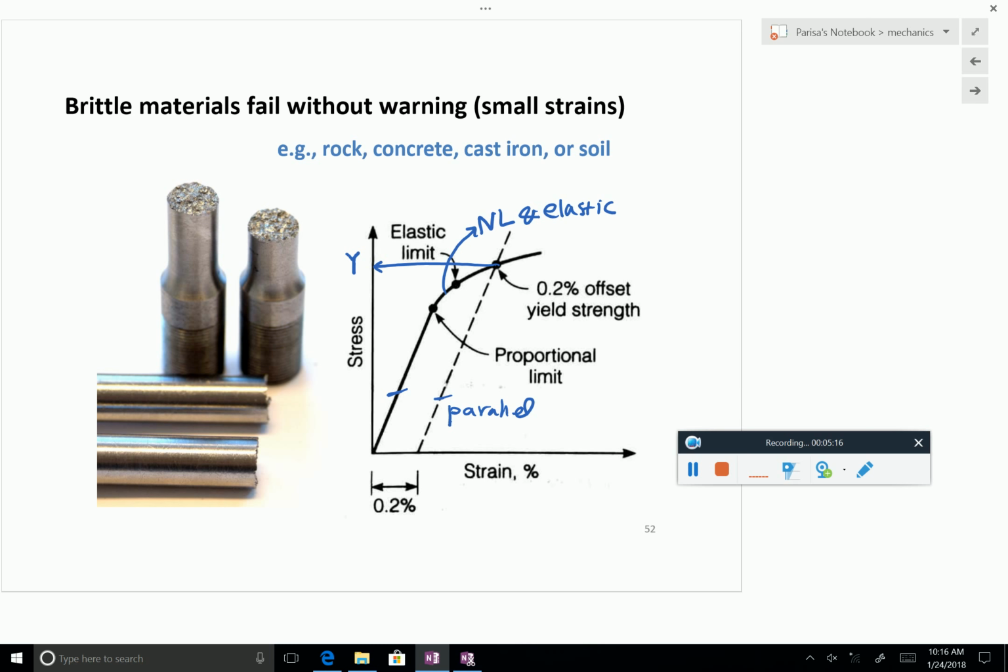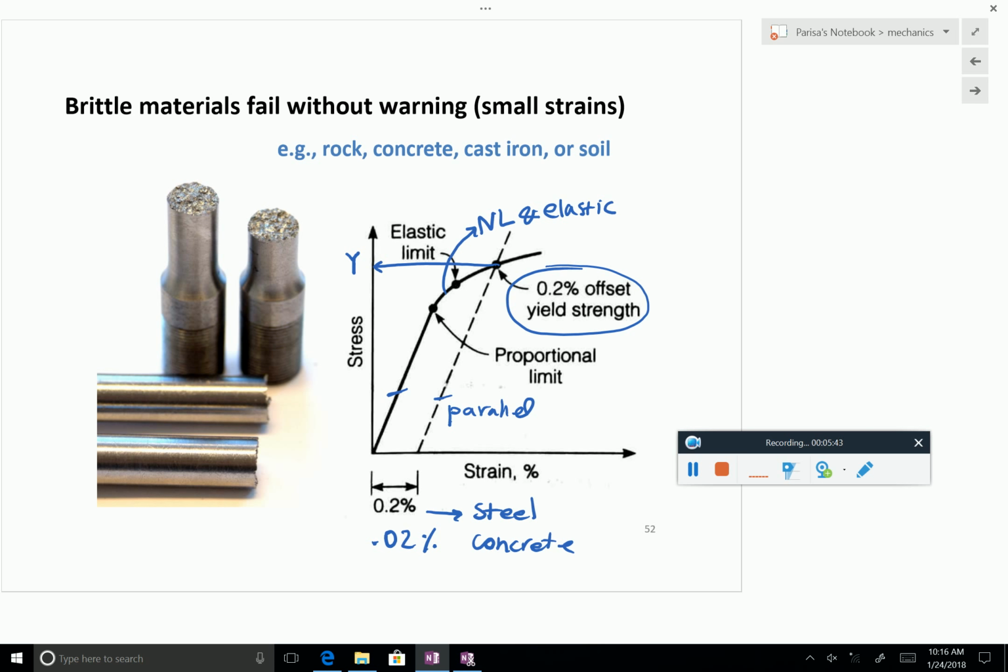It's something based on empirical observation. It's not like hardcore science. It's 0.2% for steel, and for concrete, this is 0.02% offset. So we call it the 0.2% offset yield strength, and then everyone knows how we got this value.